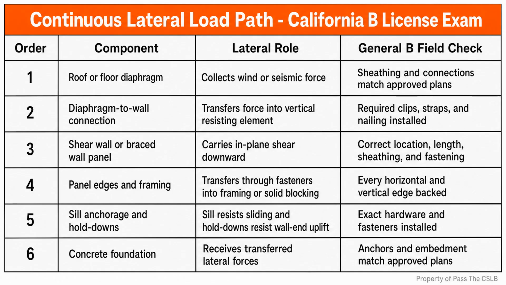Wind pushes on the building. Earthquake motion moves the foundation under the building. Roof and floor assemblies collect those sideways forces. The walls carry them downward, and the foundation receives them. A missing link does not merely make one detail look unfinished. It interrupts the force transfer that the approved design depends on.